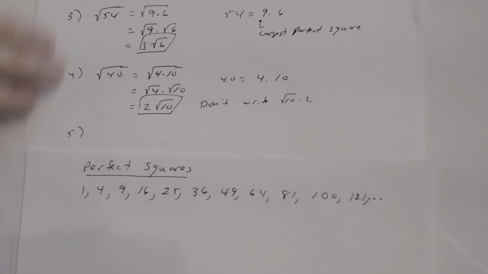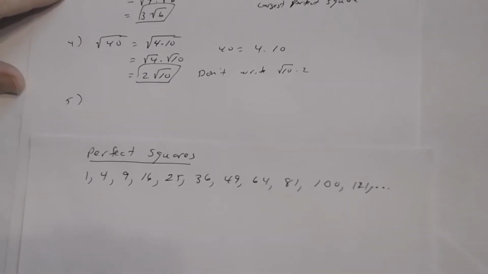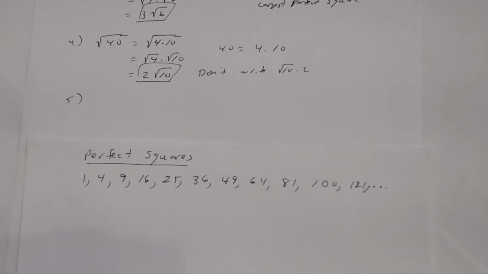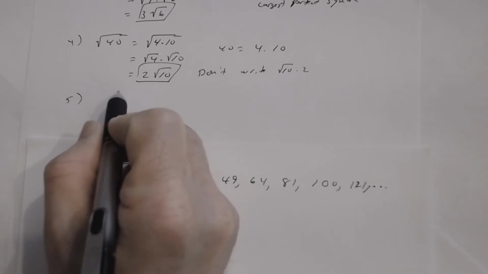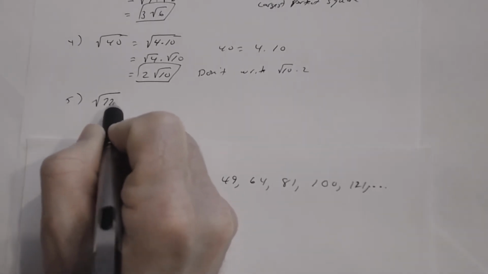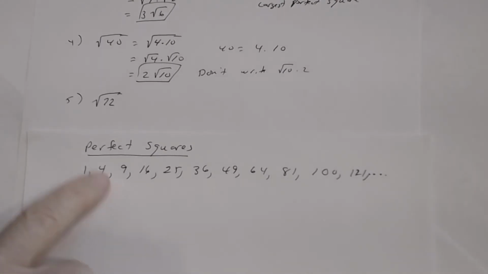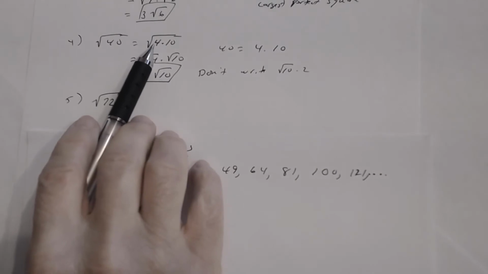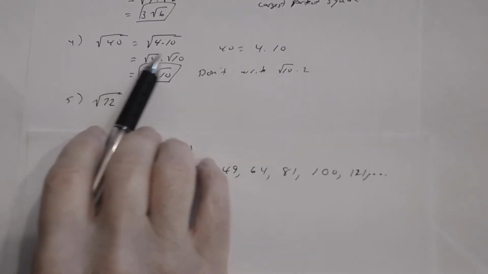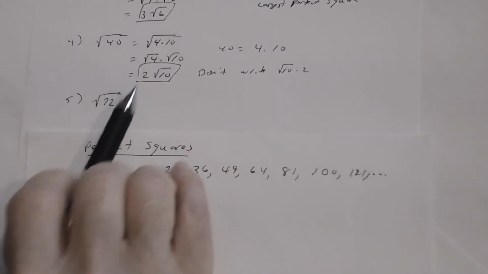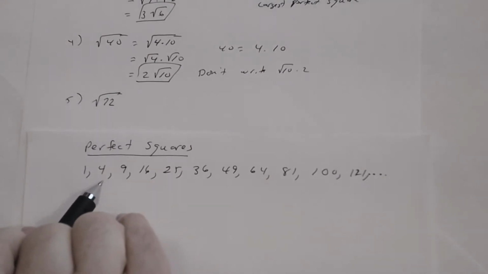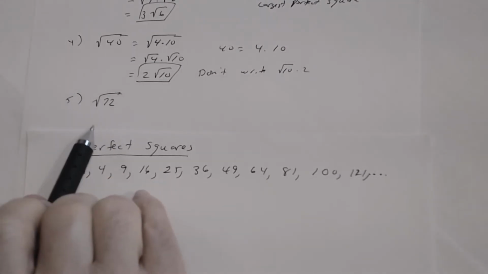Let's suppose in number 5 I have, let's say, the square root of 72. Square root of 72. All right, so let's go through the process again. Other than 1, let's see which of these perfect squares go into 72. And remember, you always want to try to use the largest one. It saves a lot of steps whenever you use the largest one. All right, so let's see if 4 goes into 72 evenly.